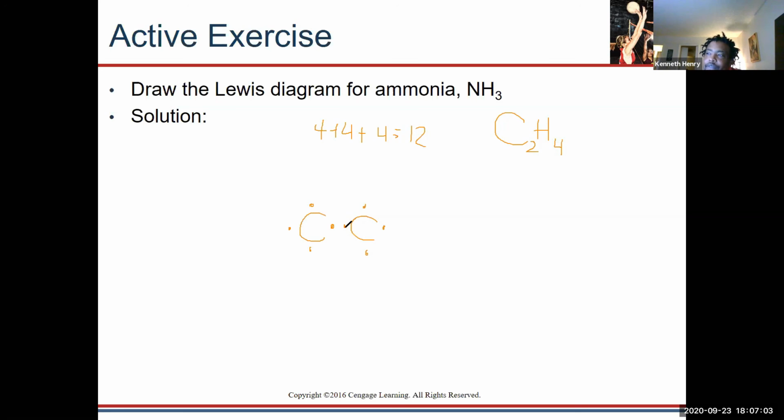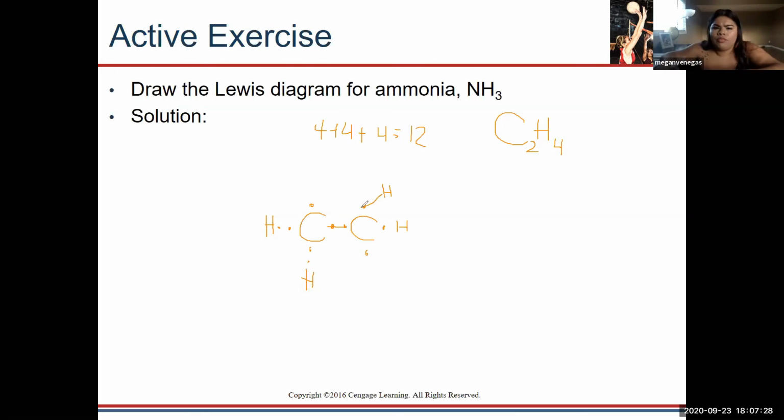Okay, so we have 4 hydrogens to work with. Yeah. Okay, so I have 1 here, 1 here, and it's providing 1 electron, 1 electron. I have 1 here, and I have 1 here. Let me fix that. I'll just put it here.